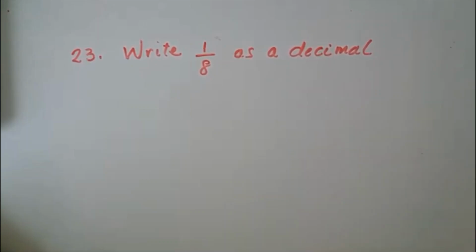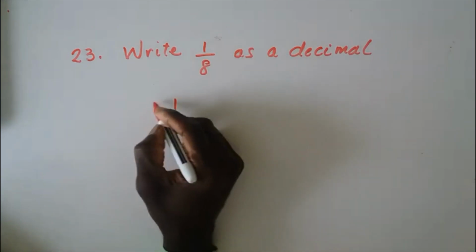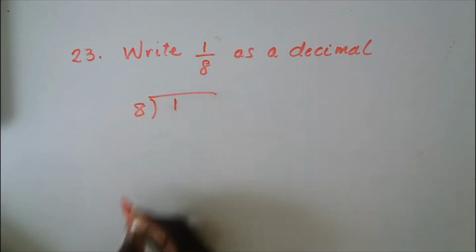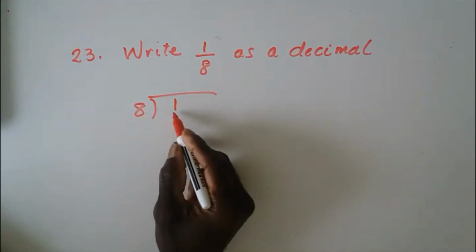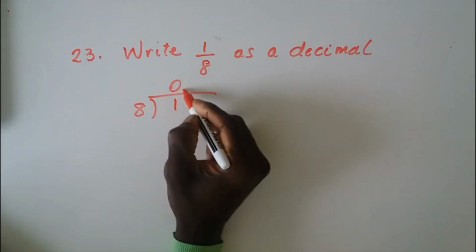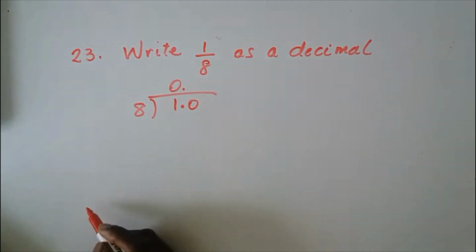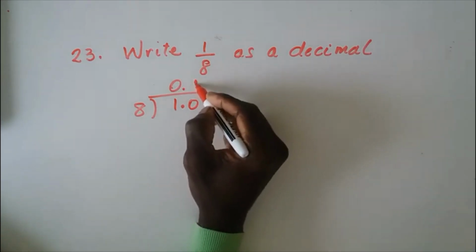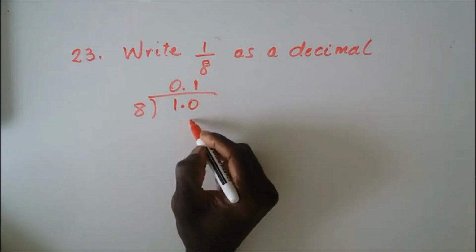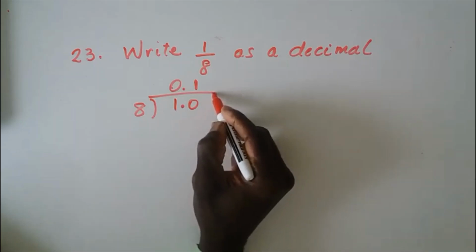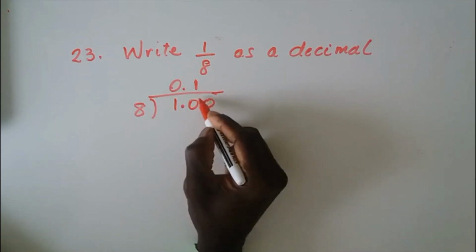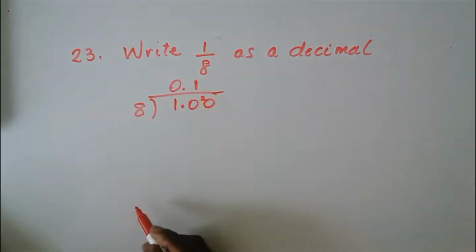Write 1 over 8 as a decimal. Well, this, as I mentioned early on, means 1 divided by 8. How many 8s are there in 1? None. We put a decimal point here and 0 here. How many 8s are there in 10? There is 1, and we have a remainder of 2. So we add another 0 here, and we have the 2 as the remainder there.